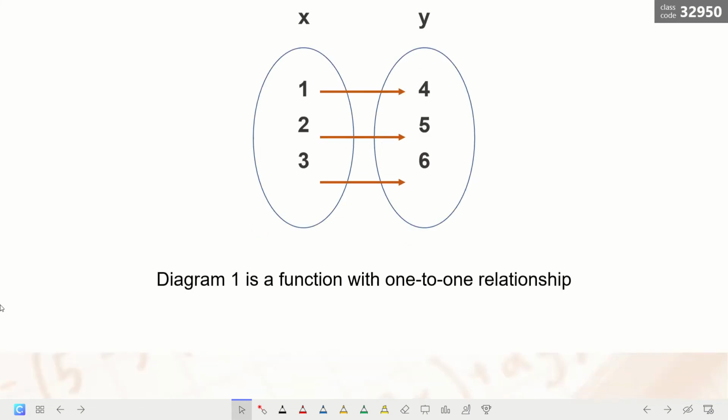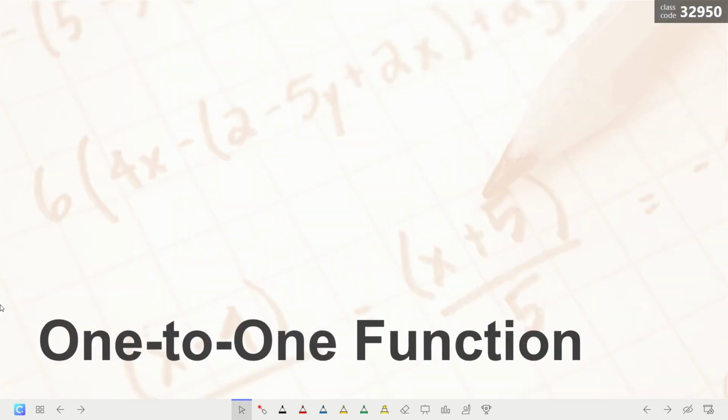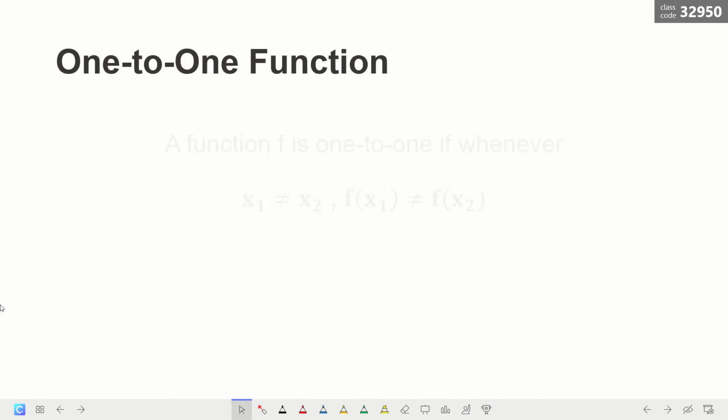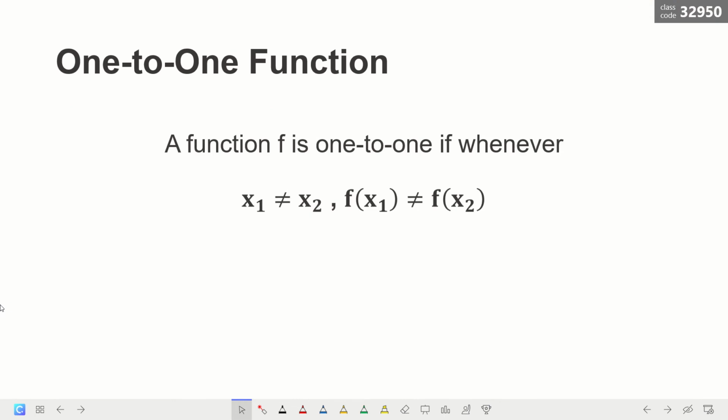So from this example, we can now define our one-to-one function. The definition of a one-to-one function says: a function f is one-to-one if whenever x of 1 is not equal to x of 2, f of x of 1 is not equal to f of x of 2. So what does this mean? Let us look at an example first.